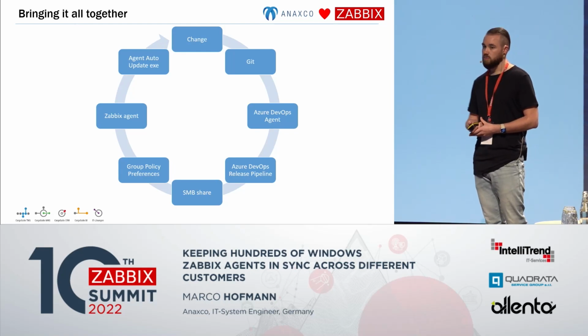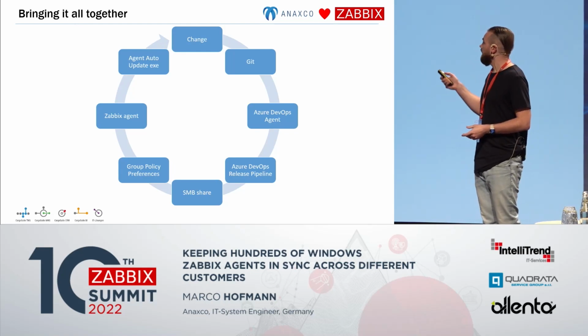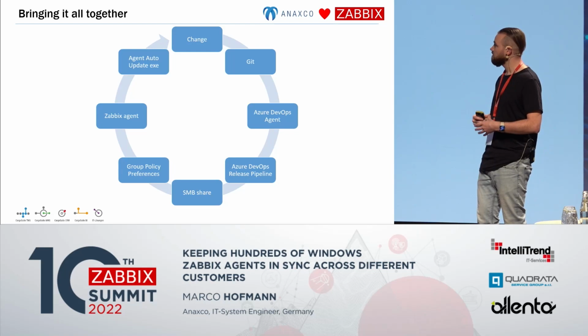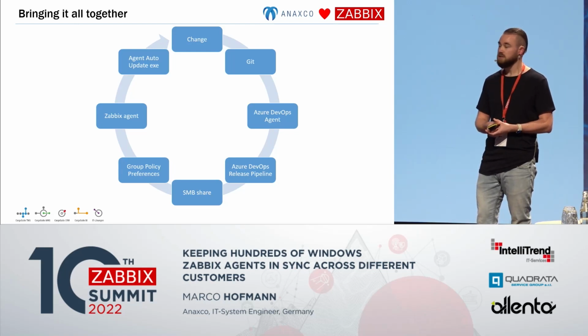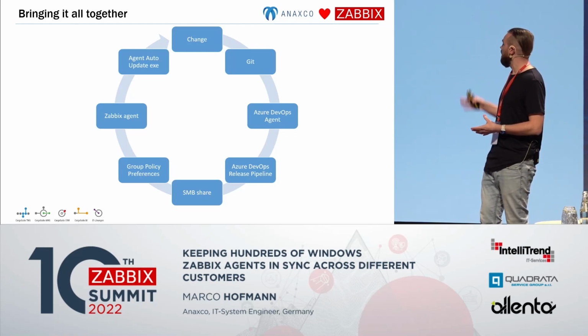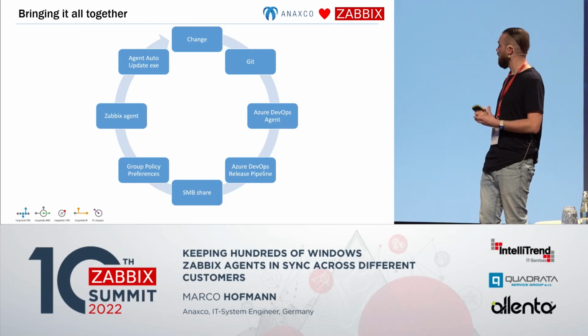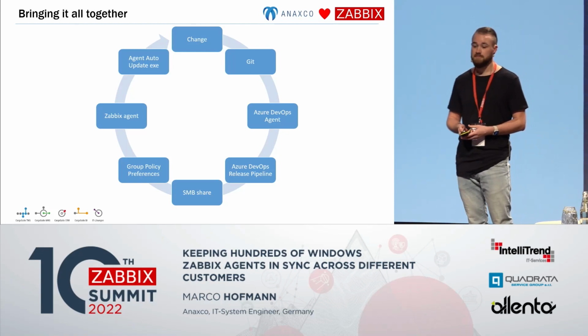If Zabbix agent was already installed, the agent auto-update exe will periodically check the SMB source for changes, and if there are changes, it will adopt to these changes. The circle closes, and starting with our change, we've distributed it among the whole infrastructure. Everything is now well maintained, everything is in sync, and the next change will only happen if we push a change to our Git repository.